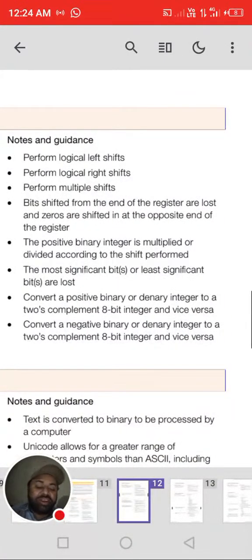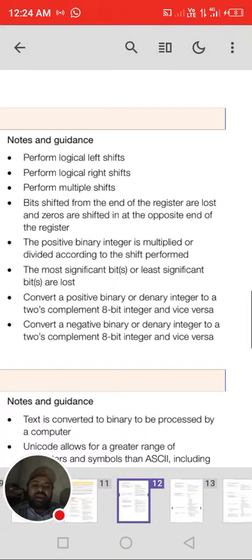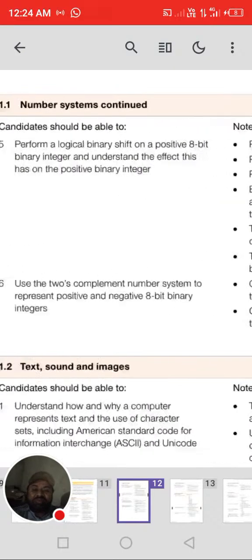Perform logical left shift. Yes, there are shifts. It's a very important concept: left shift, right shift. We will use logical left shift and right shift, and then perform multiple shifts. Bits shifted from the end of the register are lost, and zeros are shifted in at the upper end of the register. Yes, some bits are also lost in registers. And the positive binary integer is multiplied and divided according to the shift performed.